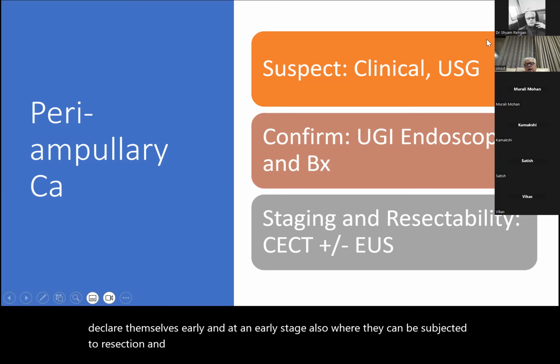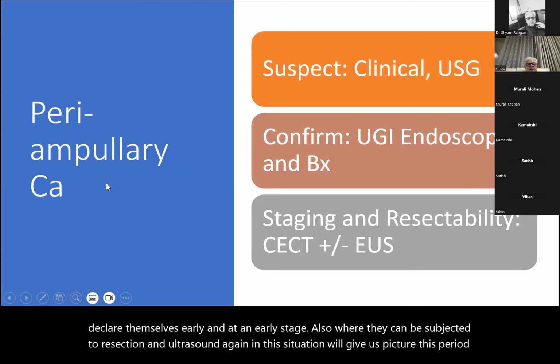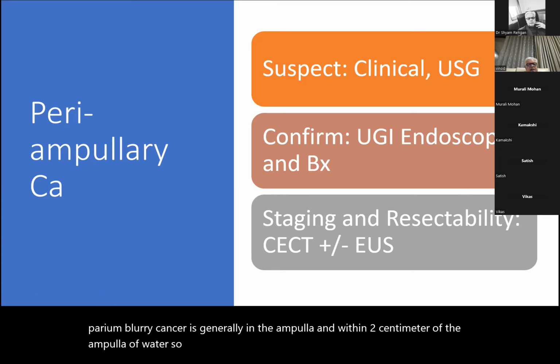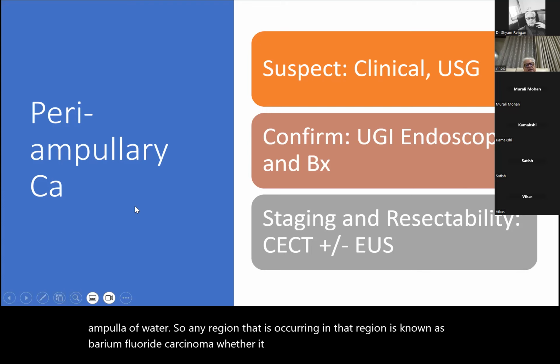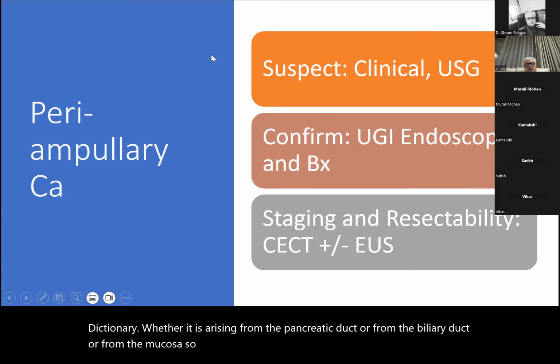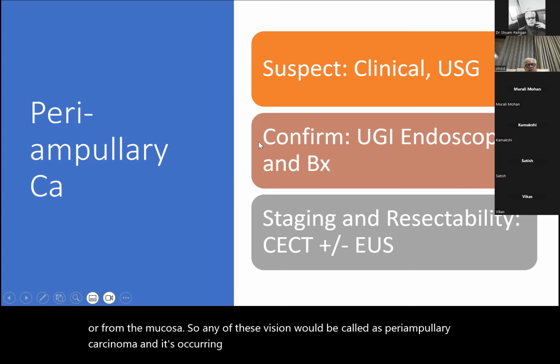And ultrasound again in this situation will give us the picture. This periampullary cancer is generally in the ampulla and within 2 centimeters of the ampulla of Vater. So any lesion that is occurring in that region is known as periampullary carcinoma, whether it is ampullary, whether it is arising from the pancreatic duct, or from the biliary duct, or from the duodenal mucosa. So any of these lesions would be called periampullary carcinoma, and it's occurring within 2 centimeters of the opening.